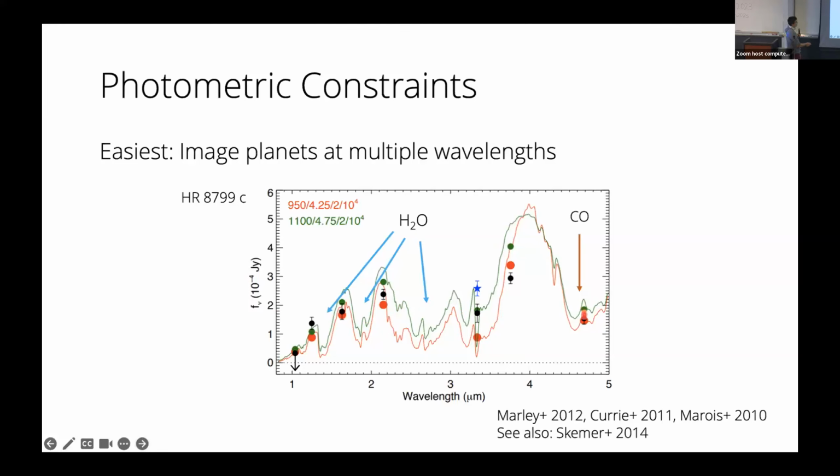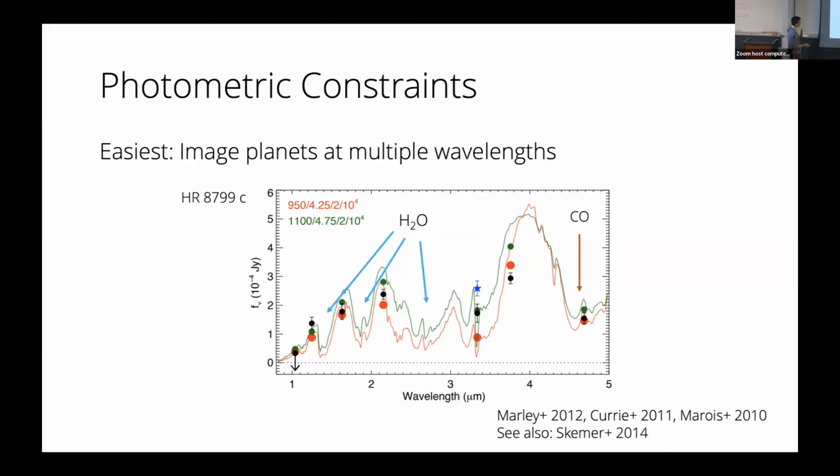And what you'll notice, especially here at 4.7 microns in the M band, this planet HR 8799c is quite faint at these bands. And because it's quite faint at these bands, we know that there's carbon monoxide absorption at this particular wavelength. So looking at the brightness of these planets at particular bands of interest gives us the first glimpse of what kind of species are in these planets' atmospheres.